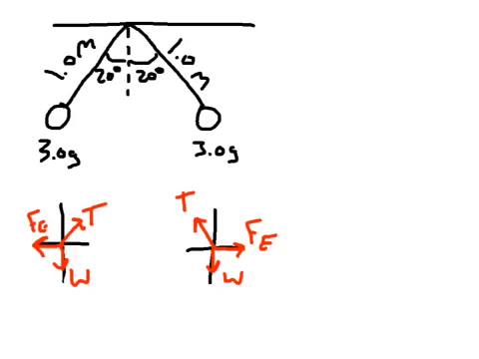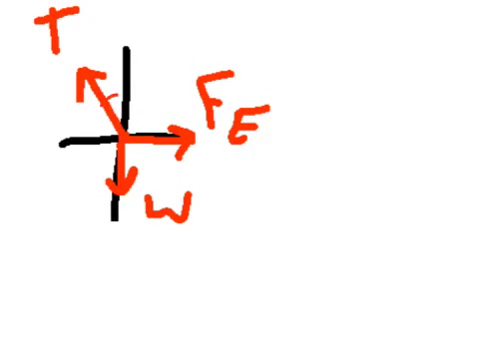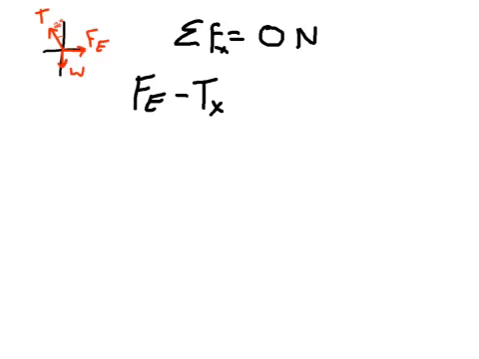We're also going to know that this angle here is 20 degrees. So we're going to start out thinking about our net force on this thing. It's just hanging there, so the net force is going to be 0 newtons. Our electrostatic force is off to the right, and this is our x direction. We're going to have a tension in the x direction that is negative, and that equals 0.